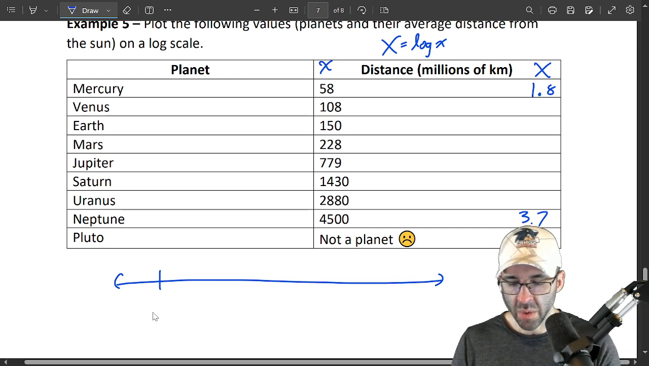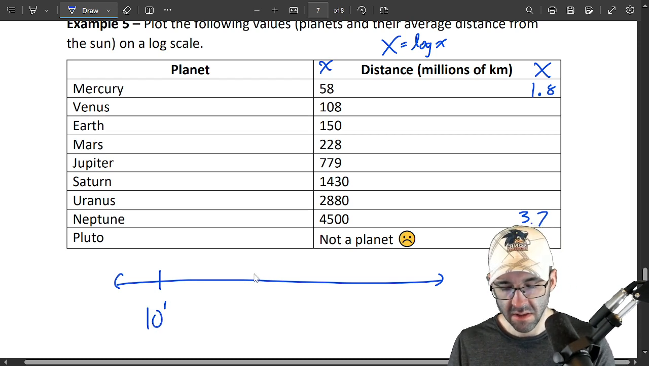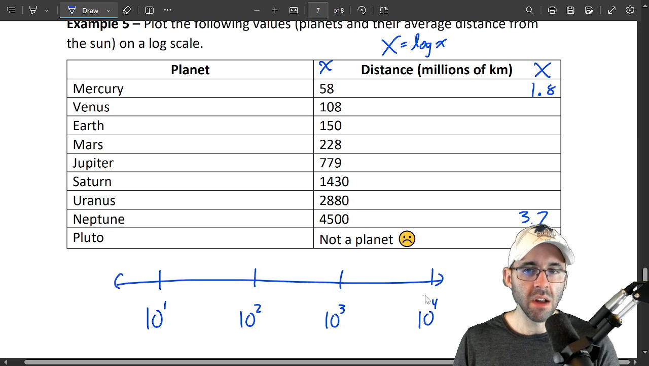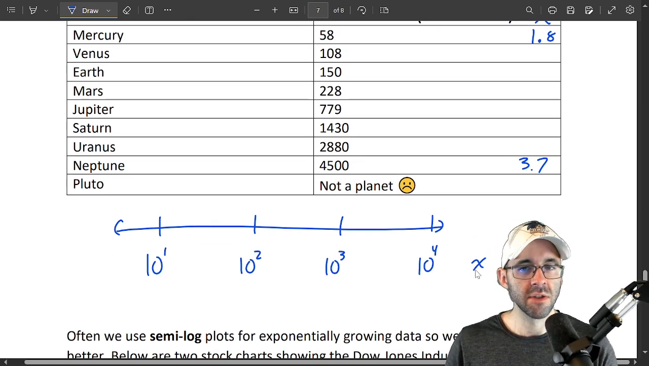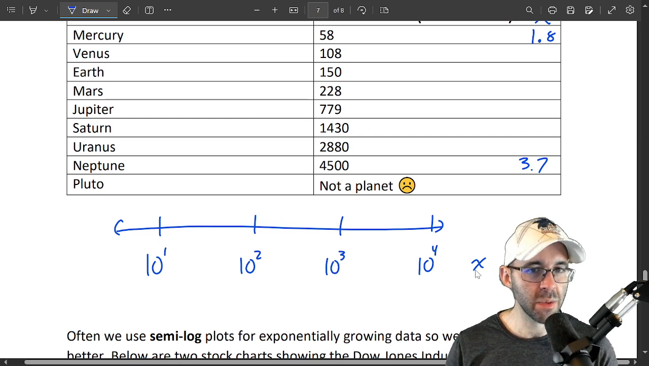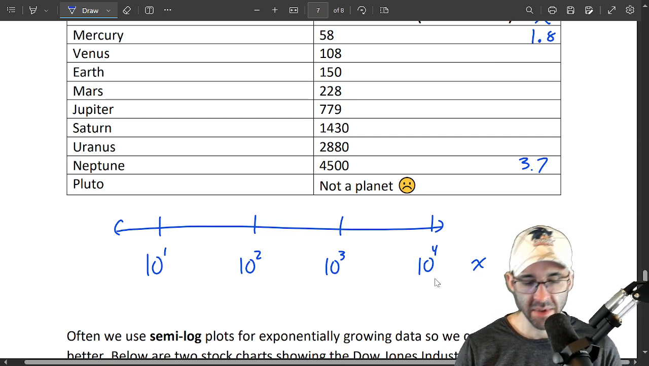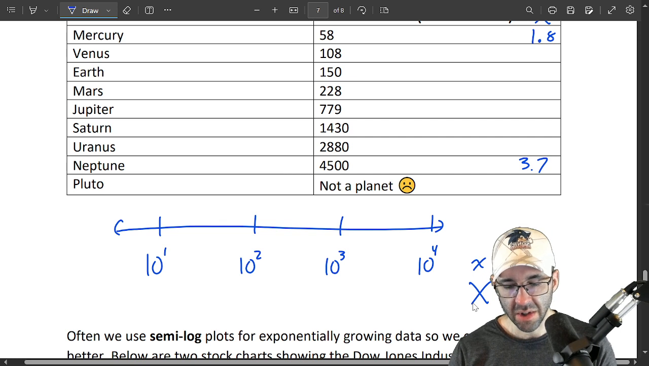Okay, so we can have 10 to the 1st here, 10 squared here, 10 cubed here, 10 to the 4th here, log scale. These are our little x's. We're not growing linearly anymore, we're growing exponentially, multiplying by 10 every time. Or if you wanted, you could also include capital X, which would just be 1, 2, 3, and 4.